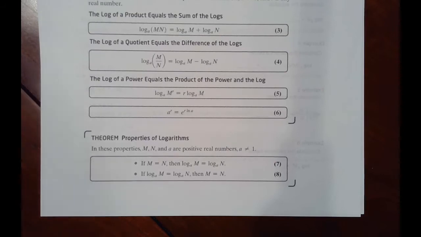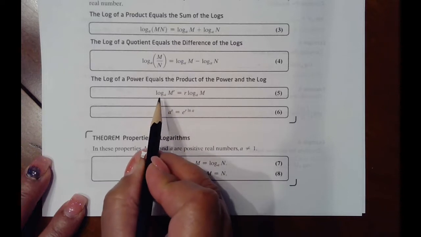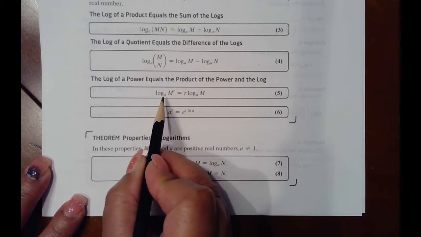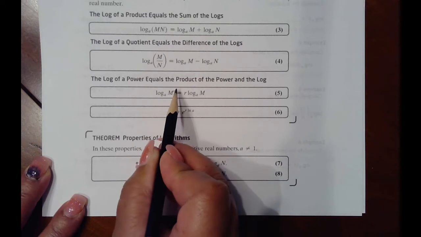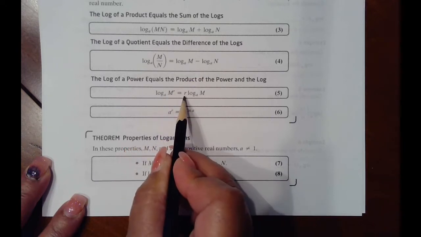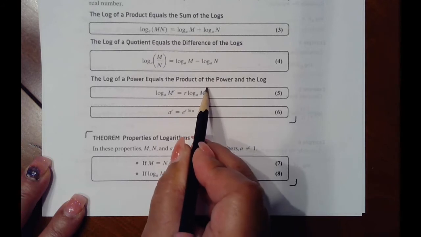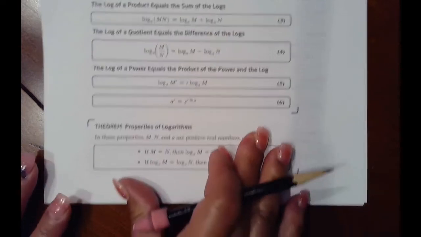Okay, moving on to the next property, we have the power property, and this just states that if you have three levels, base, argument, and exponent, the exponent swings out and becomes the coefficient of the log expression so that the argument can be written with a power of 1.